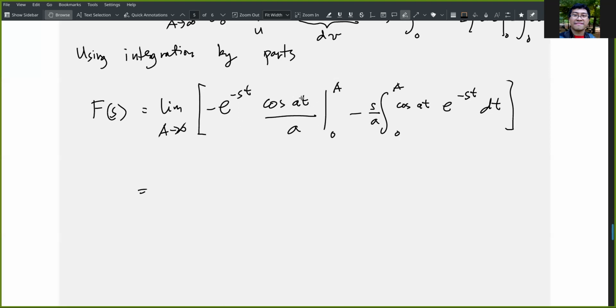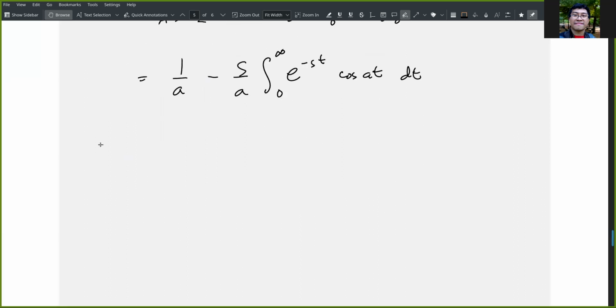Now if we set t to 0, this becomes 1, this becomes 1 also. The negative cancels because this is the lower limit, so you have 1 over a. This is 1, this is 1. Negative cancels with the negative for the lower limit. And you have s over a from 0 to infinity of e to the minus st cosine at dt. This doesn't solve the problem yet.